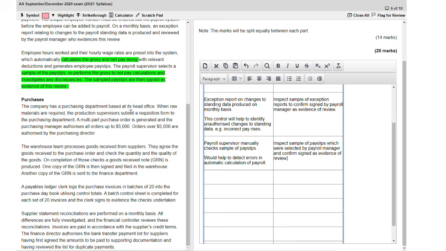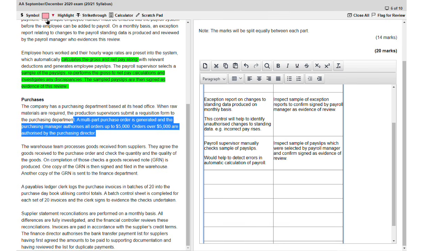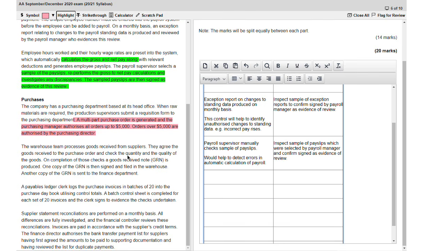We'll go into the purchasing now. As always, pick things that are easy to talk about. So I can see that there is authorization of purchases. Up to 5,000 is authorized by a manager. Above 5,000 is authorized by a director. So that's a very sensible system.